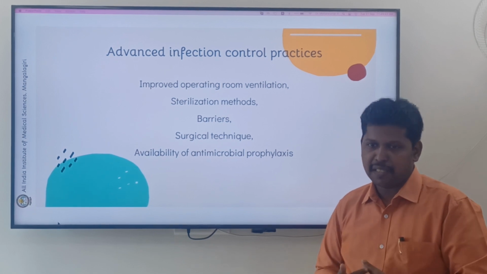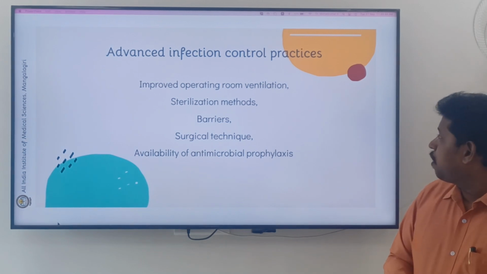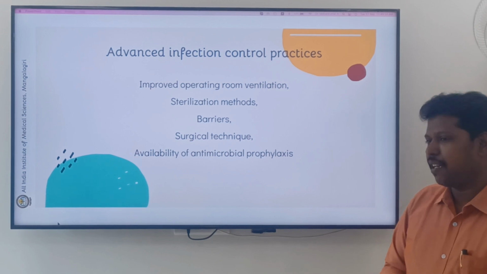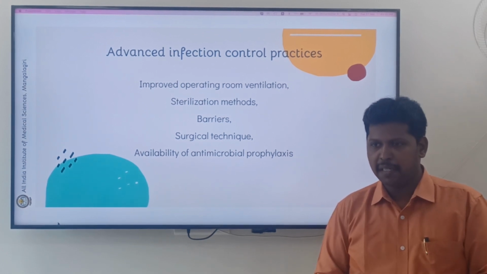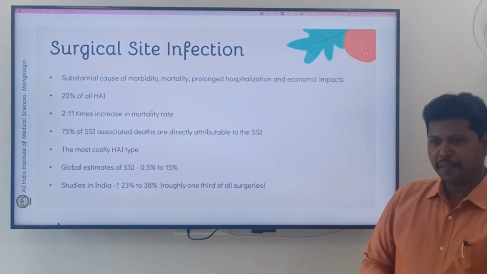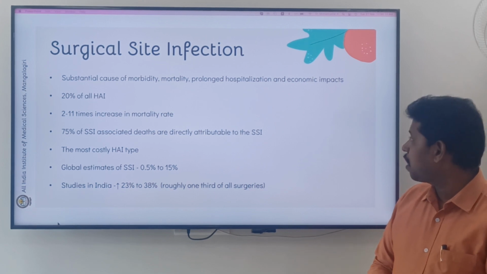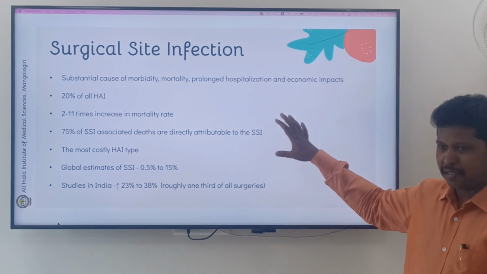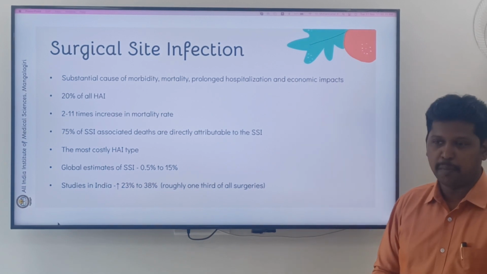So in this era of advanced infection control practices, we have improved modular operating room ventilation, advanced sterilization methods, multiple barrier techniques, even surgical techniques have improved, and proper antimicrobial prophylaxis. All these have been implemented more or less in most of the hospitals. Even then, surgical site infection is very important because it is a substantial cause of morbidity, mortality, prolonged hospitalization and economic impact. Out of all the 4, this has the major contribution to the economy as well as hospitalization, morbidity and mortality.